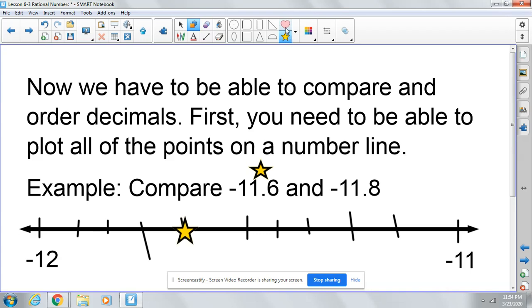I'm going to make a heart for negative 11.8. So if the star was at negative 11.6, the next one would be negative 11.7, and then we would end at negative 11.8. So looking at where the star and the heart are on this number line, you have to think about which one is greater between negative 11.6 and negative 11.8.